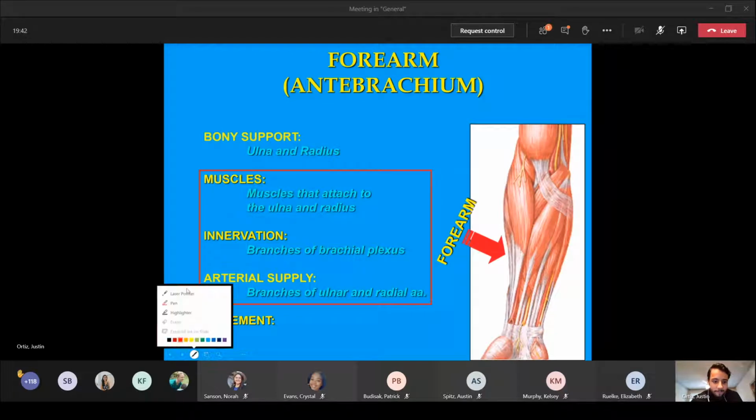All right. Like I said, we're just going to talk about the forearm. Most of the forearm muscles attach to the ulna and radius, as well as the lateral or medial epicondyle, depending on whether it's a flexor or an extensor. We'll talk about the branches of the brachial plexus, as well as the arterial supply, which would be ulnar and radial.